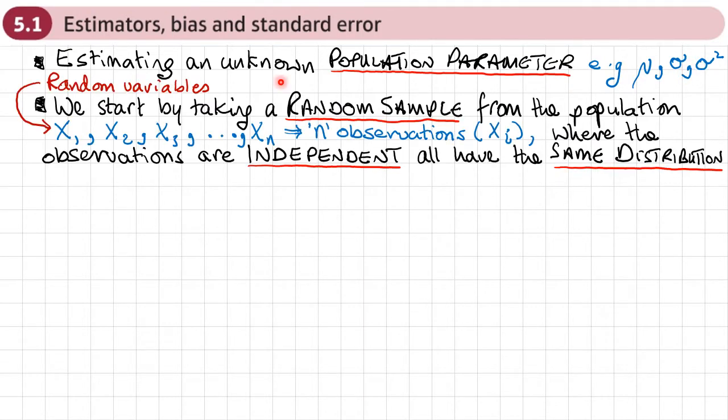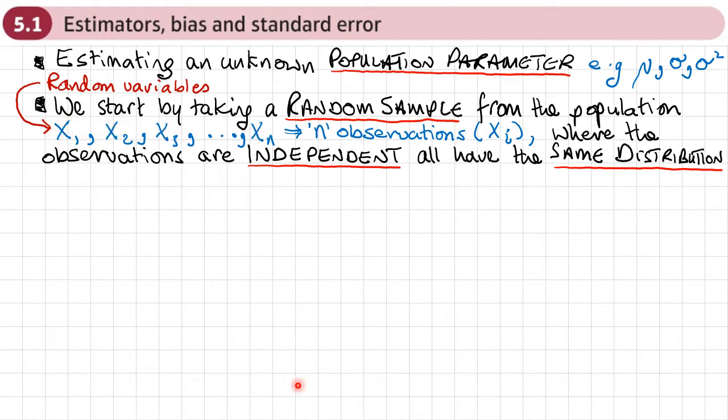Our first step, if we want to estimate this unknown population parameter, is to take a random sample from the population, and these here represent random variables: our first sample, our second sample, our third sample, and so on. We're going to have a sample size of n. We have n observations, which we can refer to as x sub i, where each of these observations is independent of the others, and they all have the same distribution. For example, if one of these random variables is normally distributed, then all of them are going to be normally distributed.